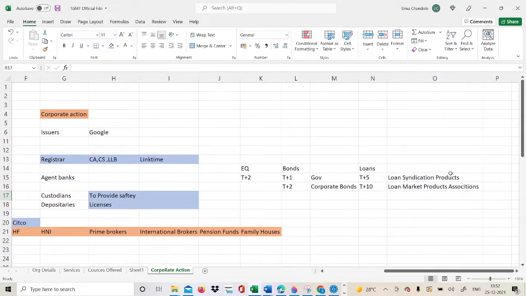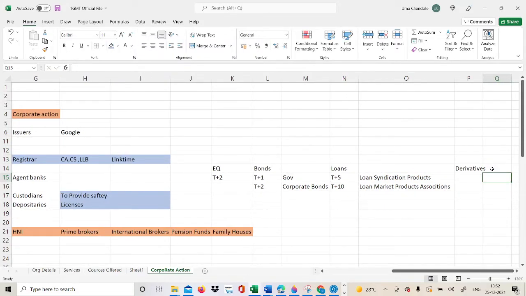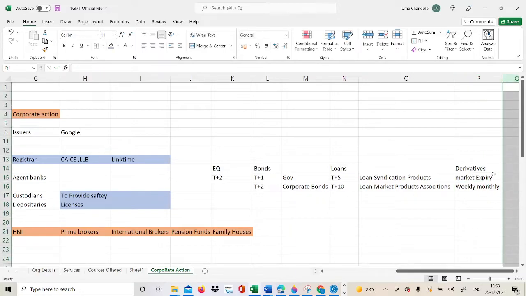And the derivatives, they actually settle on their expiries, weekly or monthly, depending on the contract.